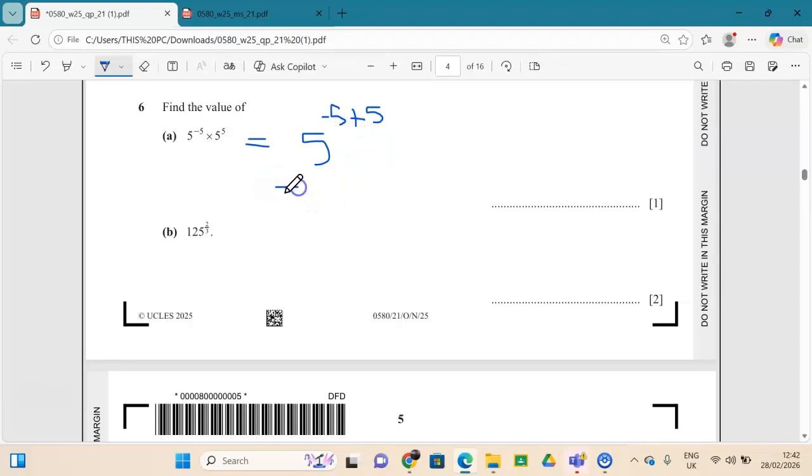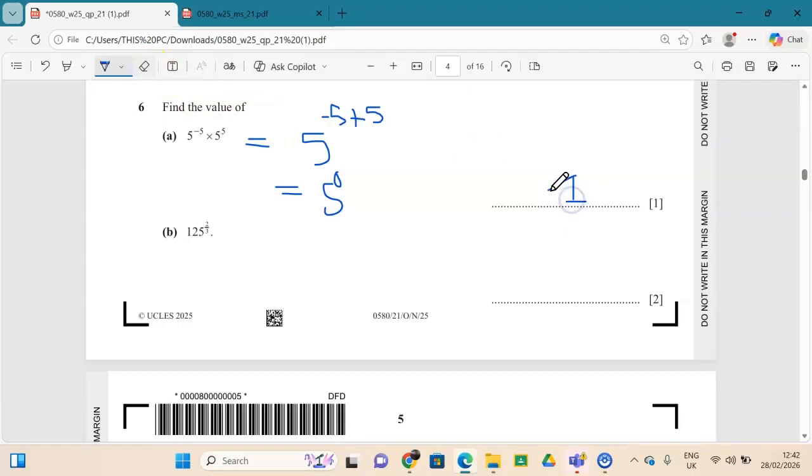And obviously that will give us what? Negative 5 positive 5 will give us 5 raised to the power of what? 0. And anything raised to the power of 0 is always what? 1. So here becomes 1. And that is the simple answer you're supposed to get. Easy peasy. Now we go to the next question.